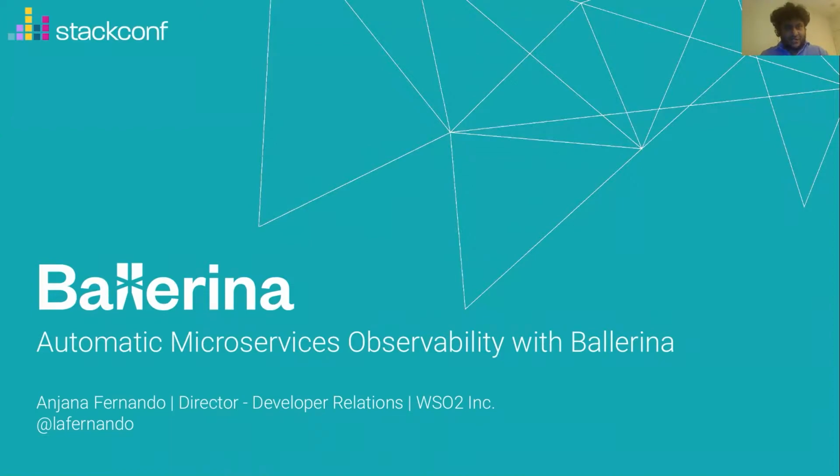First of all, I'll give a small introduction to what Ballerina is. Ballerina is a programming language geared towards cloud native development. In this session, I'm going to concentrate primarily on the observability support we have in the language itself, and how automatic microservices observability can be achieved using the language features.